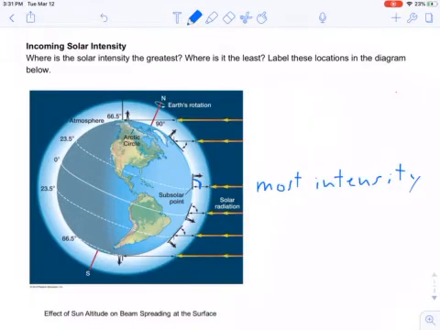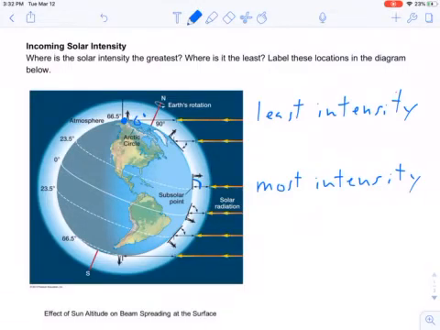And at the areas where we see this angle being the least, that's where it's going to be least intense. In fact, the angle here is 0 degrees. So we could say that this is least intense. In terms of the sunlight striking the surface of the Earth, here at the very top where the person's standing, the rays are actually going parallel to the surface.